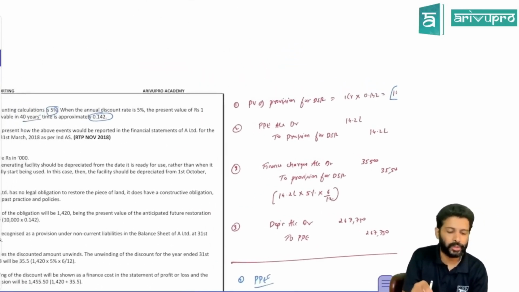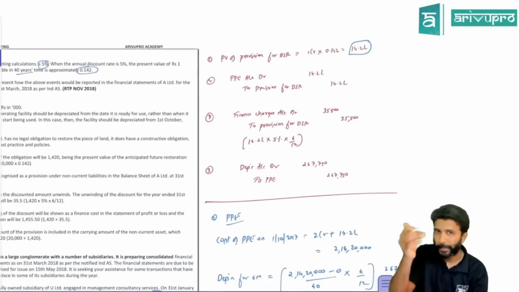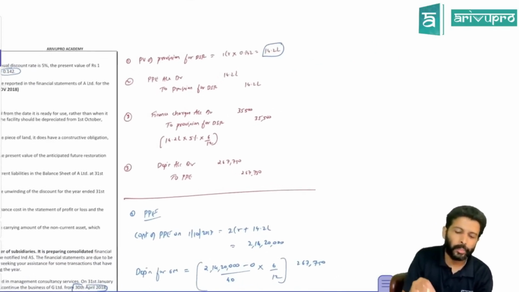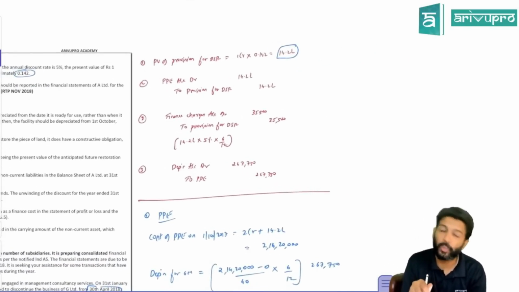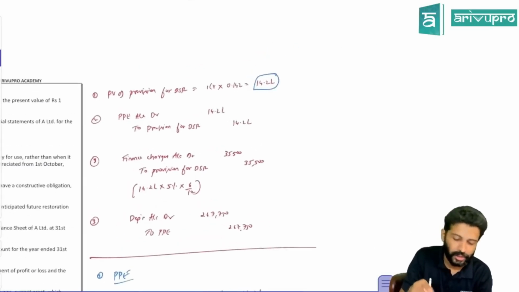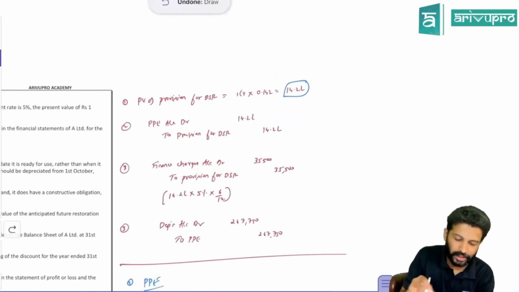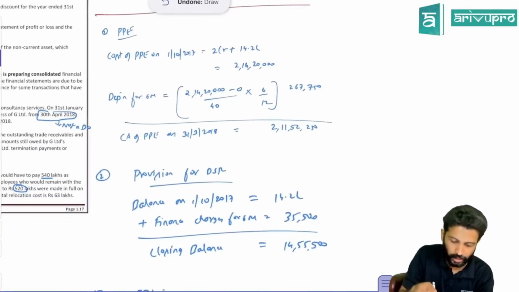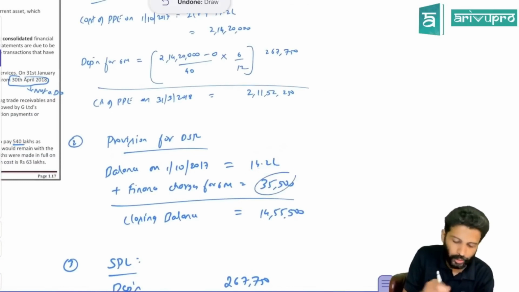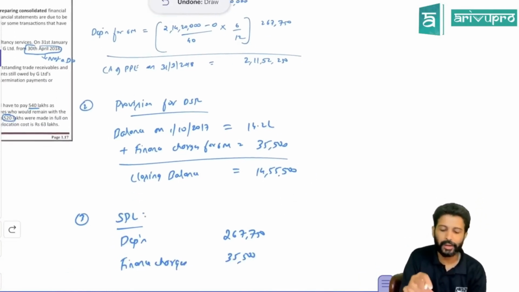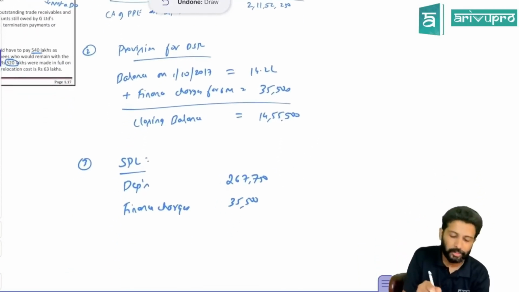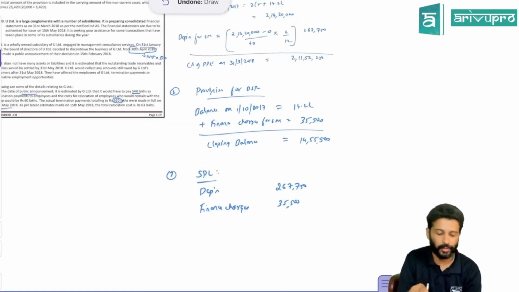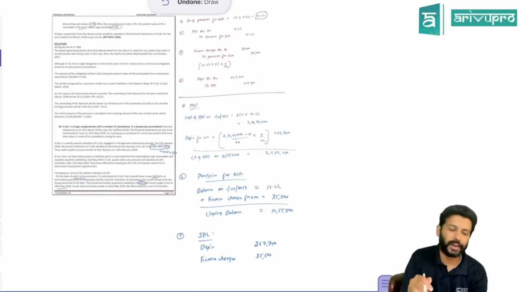I think they've asked you for the extract over here. Balance sheet and P&L extract. So what amount of provision will come in the balance sheet? Add these two basically. So provision balance will become how much? Here 14,20,000. To that you add finance charges. Closing balance of provision will become 14,55,500. In the P&L, depreciation will be accounted. Finance charges will be accounted. That is your extract. Okay.